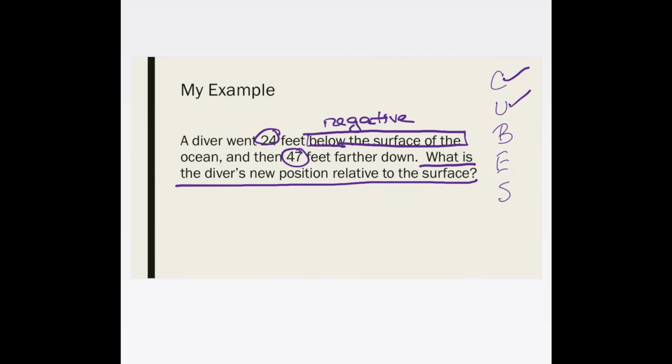And then 47 feet farther down. If we're going farther down, that means subtraction. And there you have it. So we boxed our keywords. So if I have a negative number and I'm subtracting, I need to evaluate and set up my steps, right?